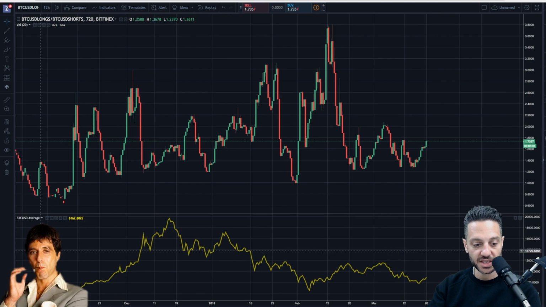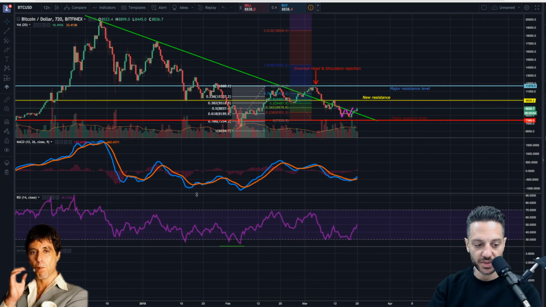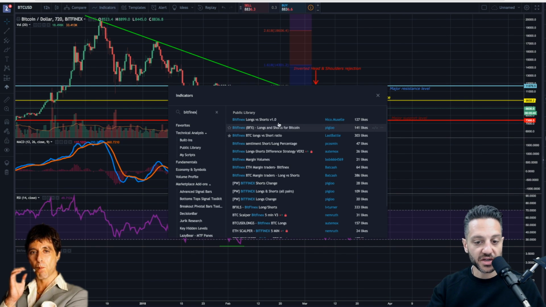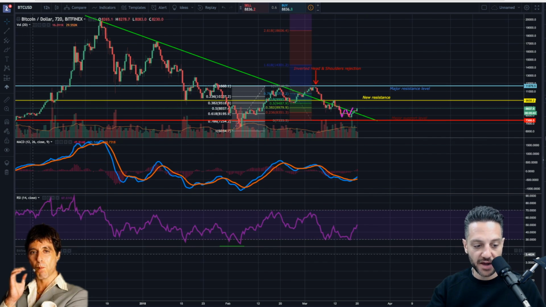Now, if you don't like this view where you have the USD longs and shorts chart here, and then the Bitcoin price here, you can actually add this insight to your regular BTC chart. So there is an actual indicator. If you click on indicators here and you type in Bitfinex, you'll see that there are a bunch of longs versus shorts indicators based on the Bitfinex data. And I have one already here.